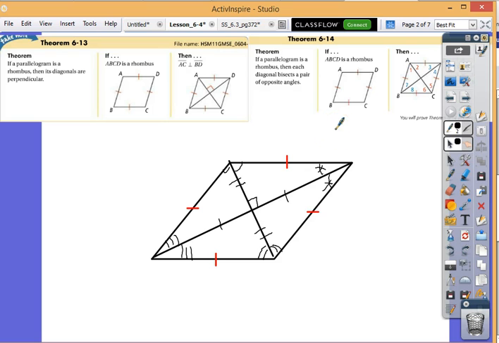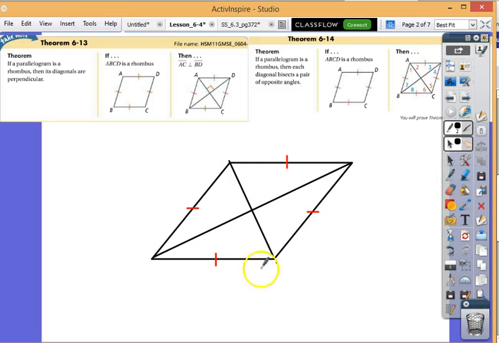All right, so what's cool about the rhombus? In the rhombus, we know that the diagonals will always be perpendicular to each other. And we also know that the diagonals will bisect the angles. So what does that mean?